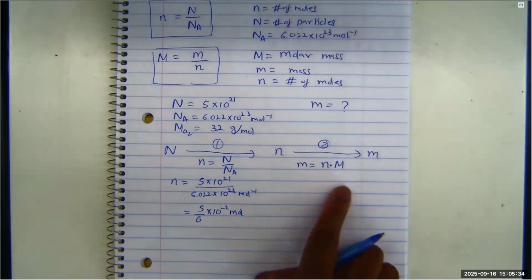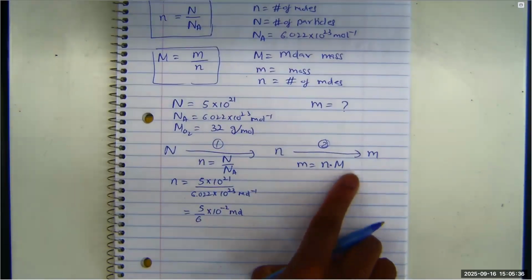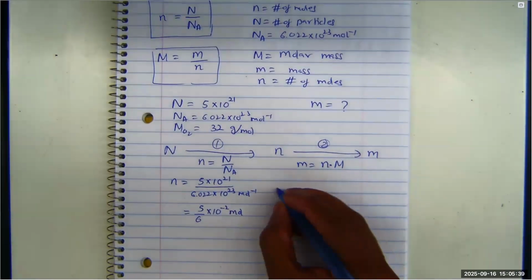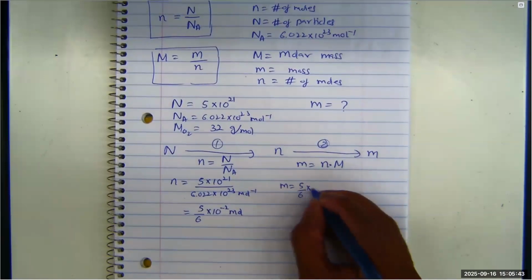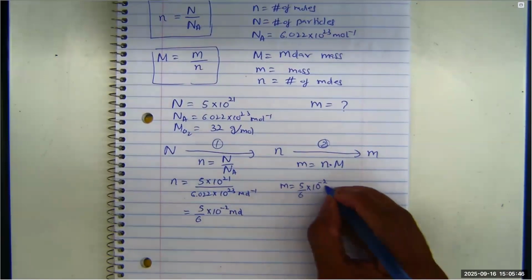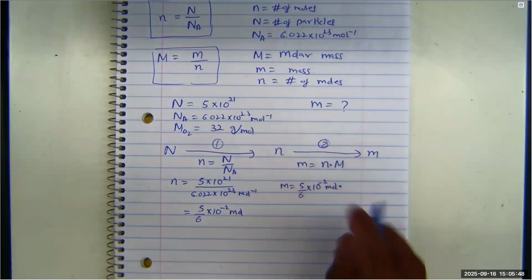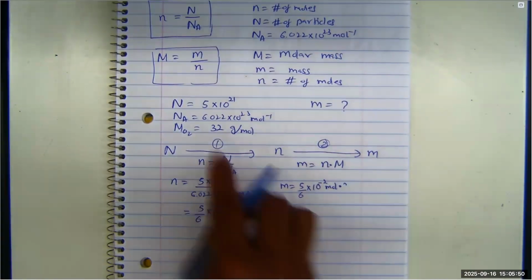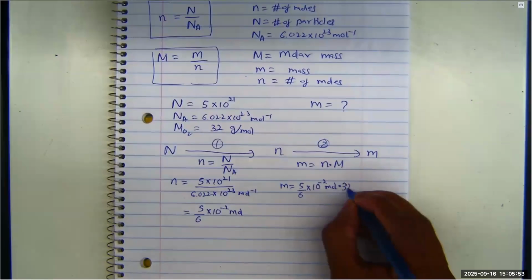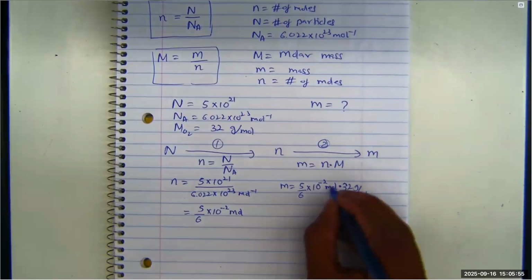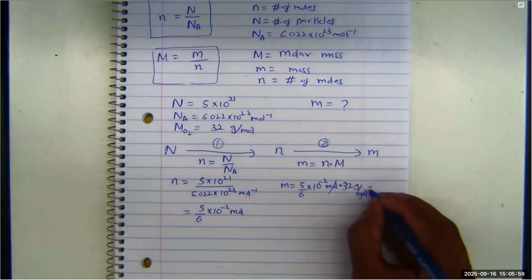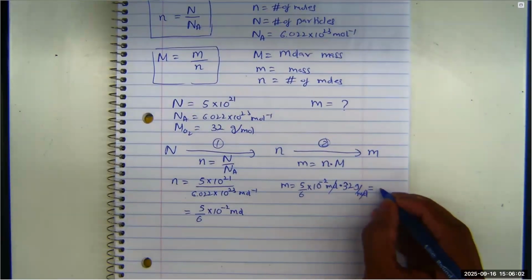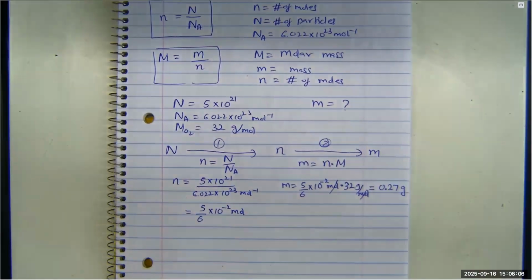Now I have the moles. Now, to get the mass from the moles, all I have to do is plug into this equation. Mass is equal to number of moles, which is 5/6 times 10 to the power of -2 moles, multiplied by the molar mass, which is 32 grams per mole. So moles cancel out. I'm going to get the answer in grams. Can somebody tell me what you got? 0.27 grams.